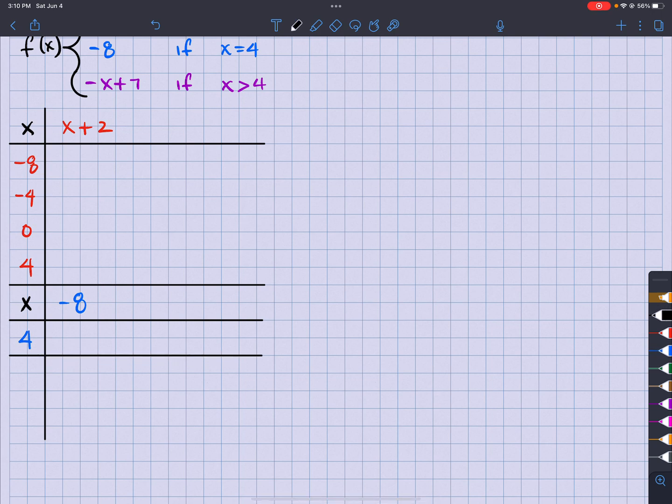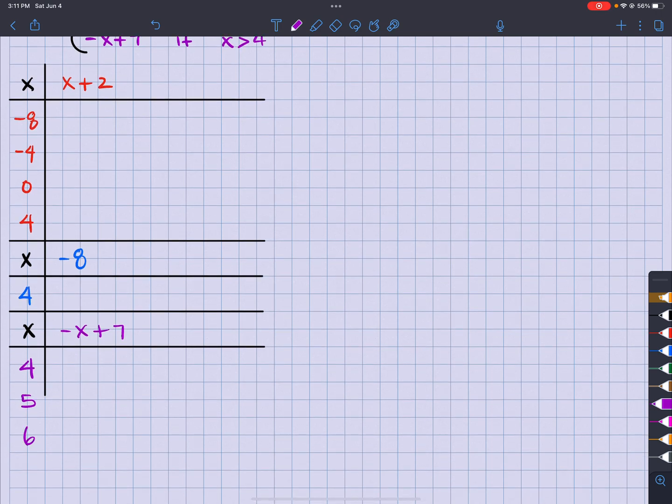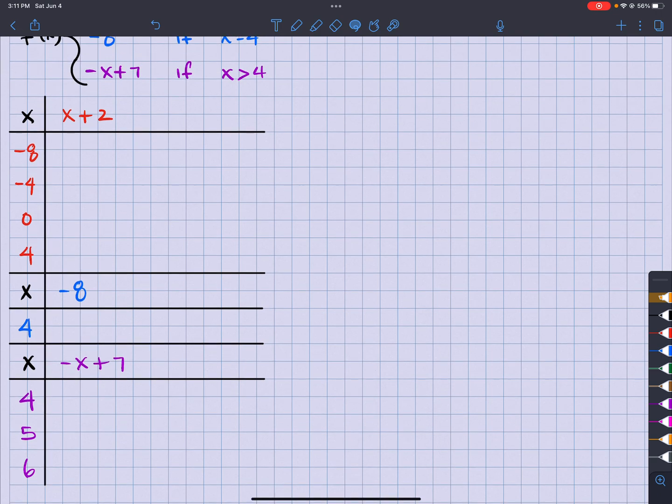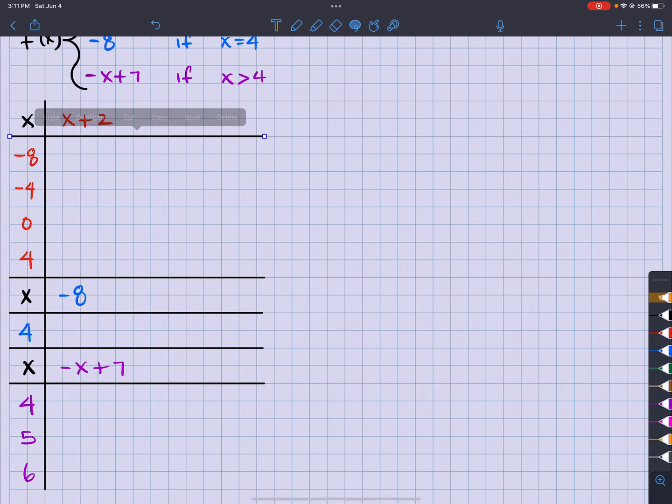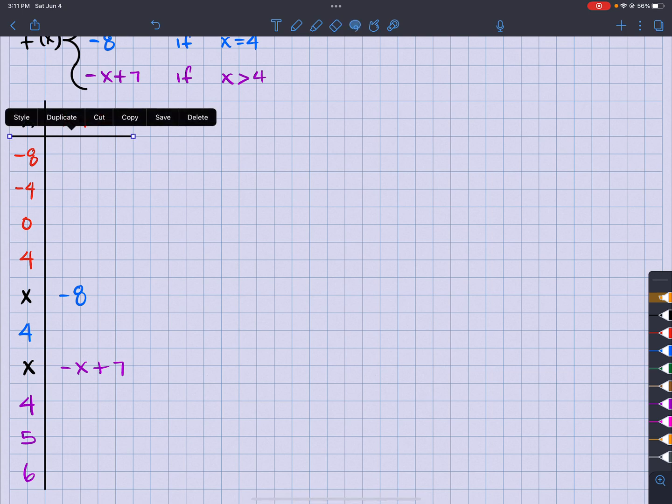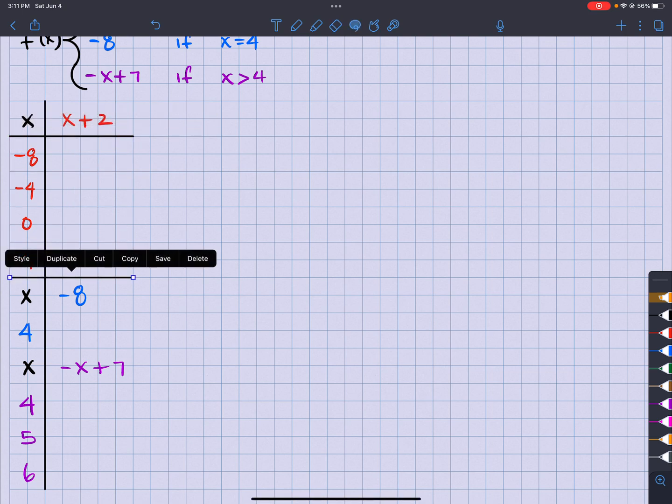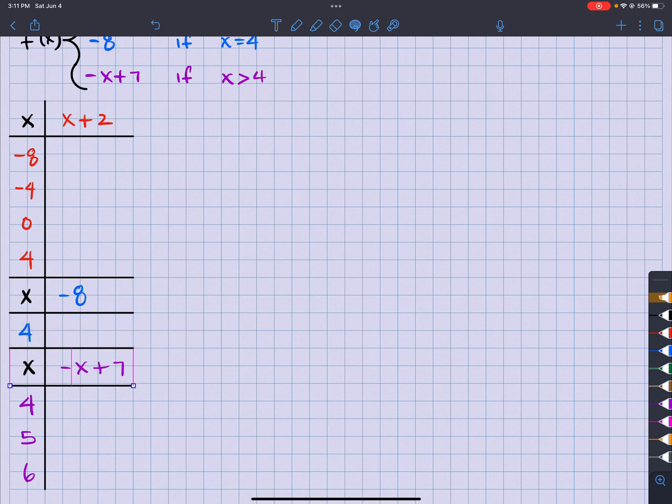Ooh, such hard work. All right, and then I got the third one, which is the purple one, which is greater than 4. So this is going to be -x plus 7. So greater than 4, so I'm going to start at 4, then 5, then 6. Okay? So it looks like I did a pretty good job with the length of the table, except the length of these are probably not so good. So let me go ahead and erase the rest of this and just take this and duplicate it down to here, to here, to here, and to here.